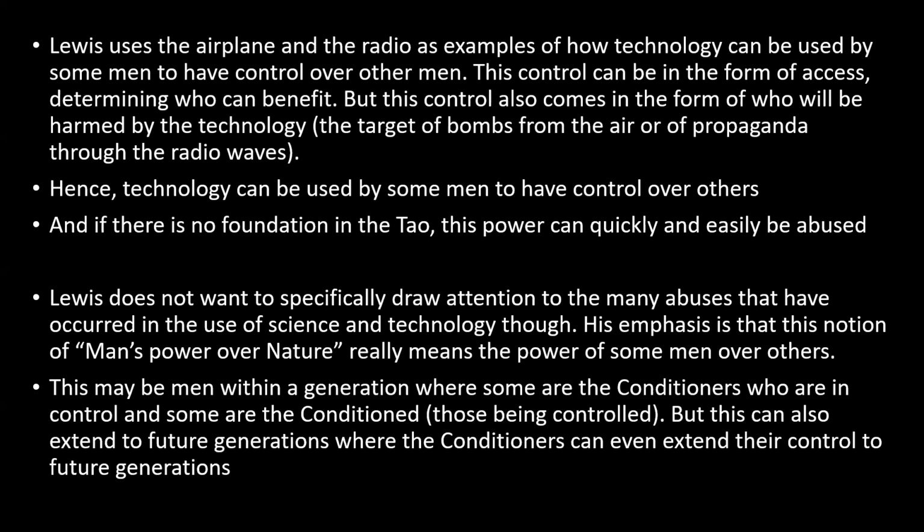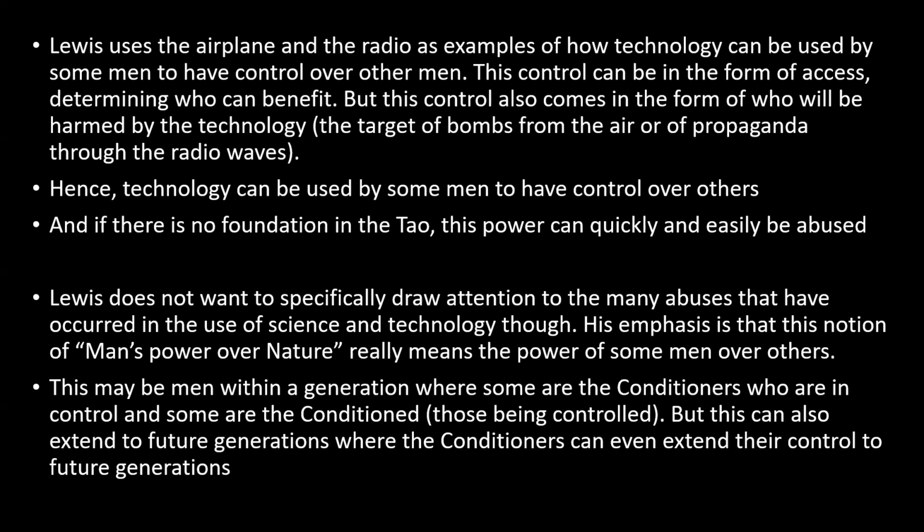And Lewis says that this may be men within the same generation who have control. So you may have men who all exist in the same time, like, let's say everyone who lived in the 1940s. He said it could be you have some men within that generation that control others. But you can also extend this to future generations. The human beings who exist in the 1940s could make decisions and do things that have power over generations that live 50 years later. And so C.S. Lewis points this out.